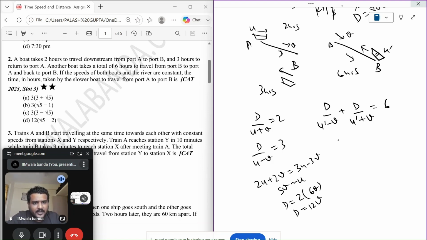So can I say 12v and take it there on the other side? So this is probably, we can write this as 6 upon d, or 6 upon 12v, or 1 by 2v. I will get u dash in terms of v, and I have u in terms of v, so probably I'll get somewhere in terms of the slower one.